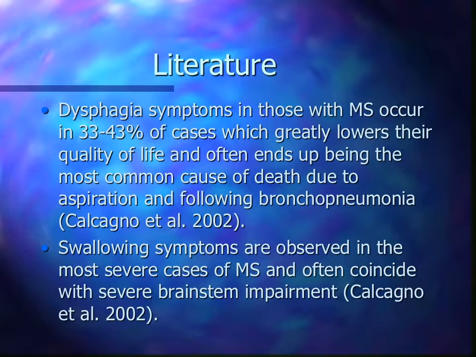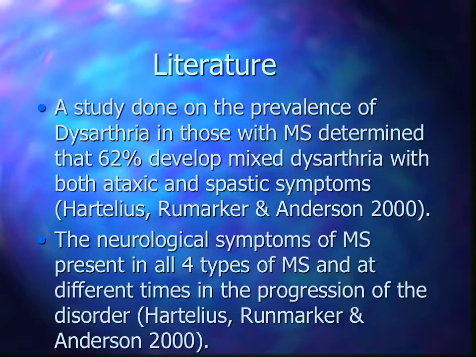A study done on the prevalence of dysarthria in those with MS determined that 62% develop mixed dysarthria with both ataxic and spastic symptoms, and the neurological symptoms of MS present in all 4 types of MS and at different times in the progression of the disorder.